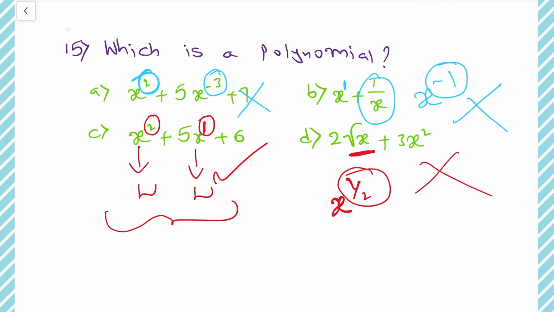The alphabet should not be in the denominator. The alphabet does not have any negative power. The alphabet should not have any square root, cube root. Then those are not polynomials. Remaining all are polynomials only.